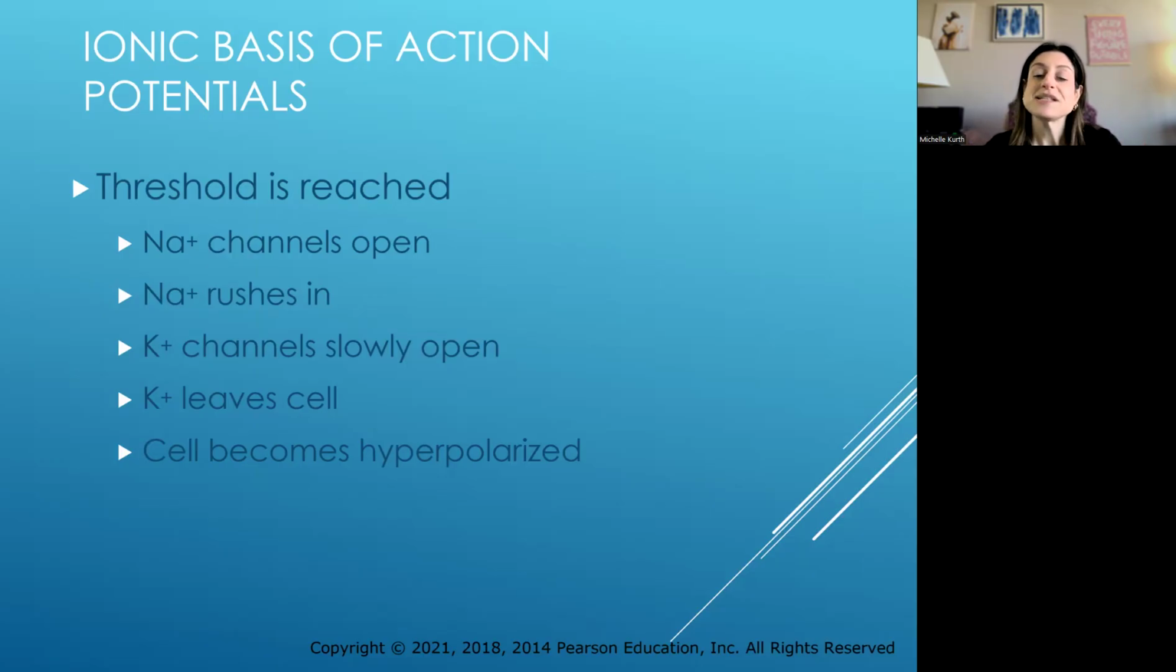Because potassium is a bit slow to stop, the cell overshoots and may become too negative for a short period of time. That is called hyperpolarization. It's almost like the neuron is slamming on the brakes after flooring the gas pedal. So that action potential is a carefully choreographed dance of sodium rushing in and potassium flowing out, and that's what allows the signal to travel down the axon to the axon terminals. And again, the threshold of excitation is about negative 70 millivolts.